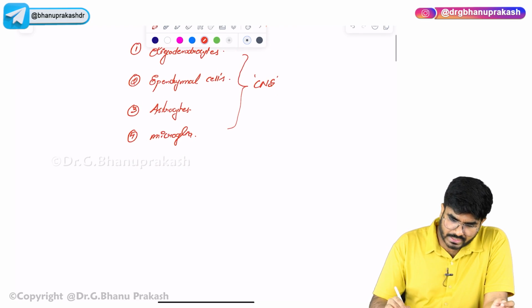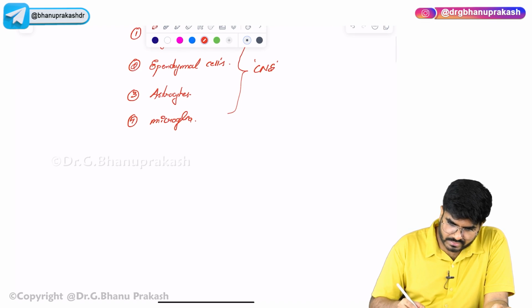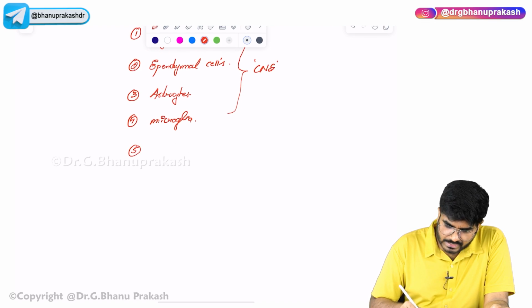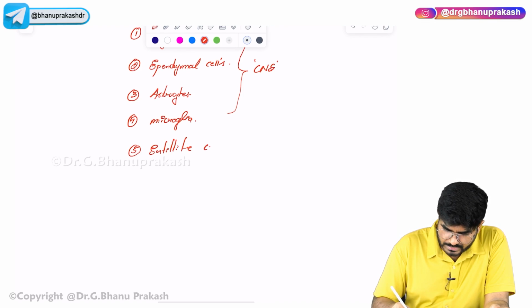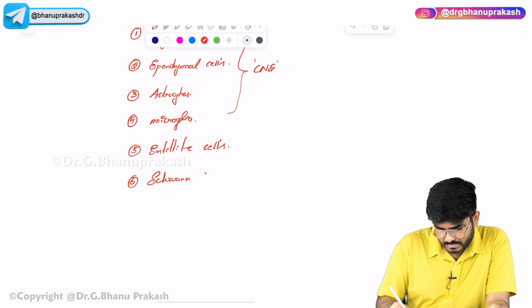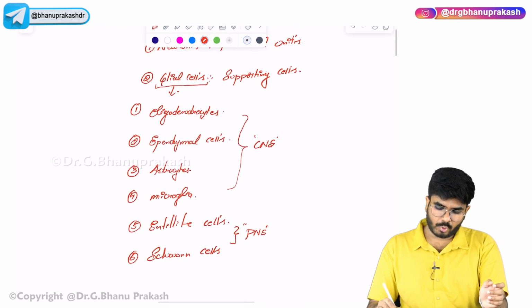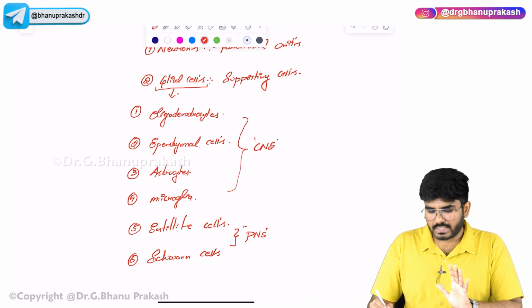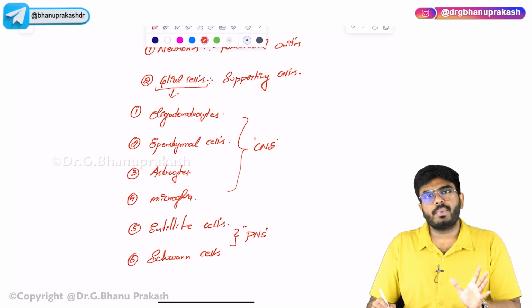Now, what are the glial cells which are present in the peripheral nervous system? In the peripheral nervous system, there are satellite cells and Schwann cells. Their functions we will discuss later. But generally, there are different types of glial cells which are present in both the central nervous system and peripheral nervous system.